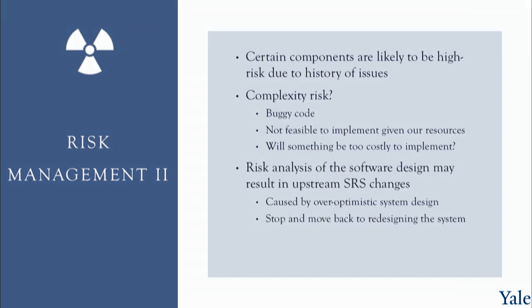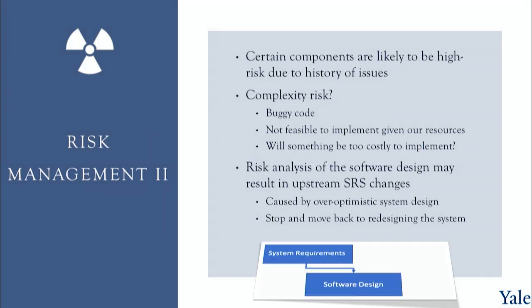And we need to do a risk analysis of the software, and the risk analysis may result in upstream changes to the system's requirement specification. Perhaps the design is over-optimistic, and when the software engineers get their hands on it to design software, they think we can't do it. So the appropriate thing to do is to stop and move back to redesigning the system. We came from the system requirements, we moved down to software design. If there's a problem with the requirements, that means the design is not going to be good, it will introduce too many risks, so we go back and force the system requirement redesign before we go into the software design. So this concludes the discussion of the software design template.